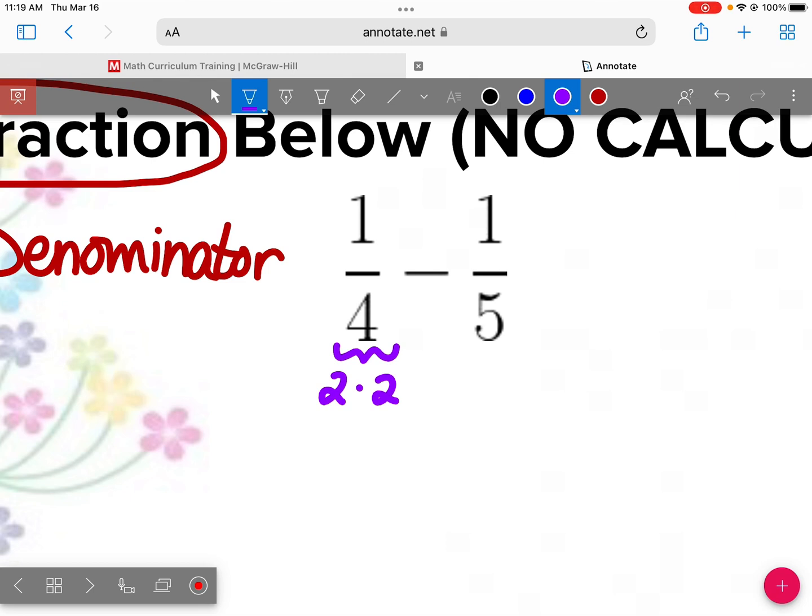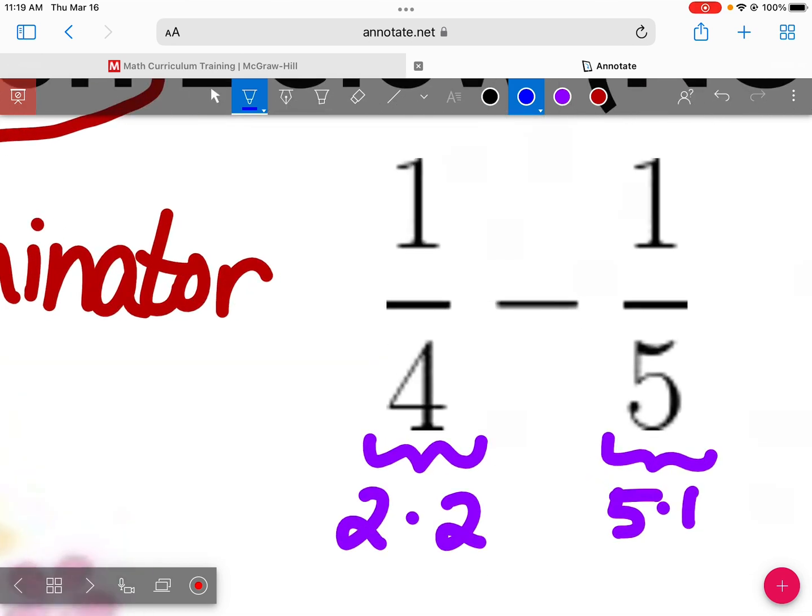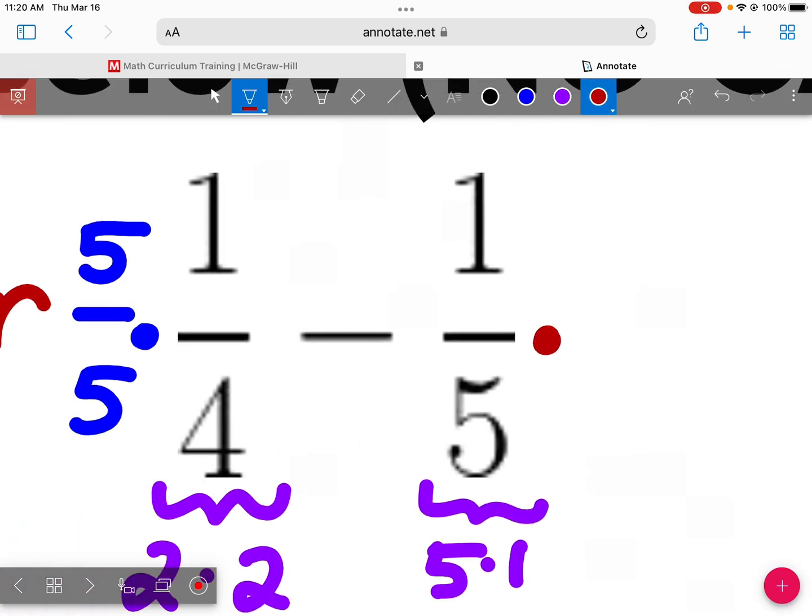What are the factors of 5? 5 and 1. Do they have any factors that are in common? Do these two denominators have any factors that are in common? No. So if they have no factors in common, then I have to multiply the first fraction by the denominator of the second one. And I have to multiply the second fraction by the denominator of the first one.